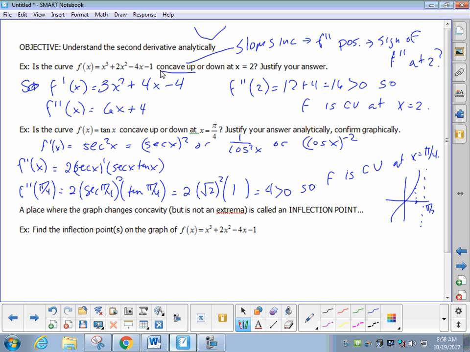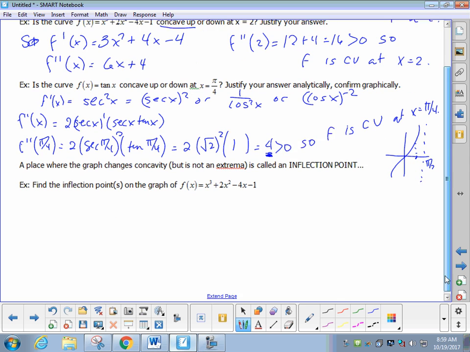In terms of interpreting slope, we don't do this much, but that second derivative 4, I guess if you were to interpret it, it means the slopes are increasing at 4 units per unit change in x. You don't do that much.